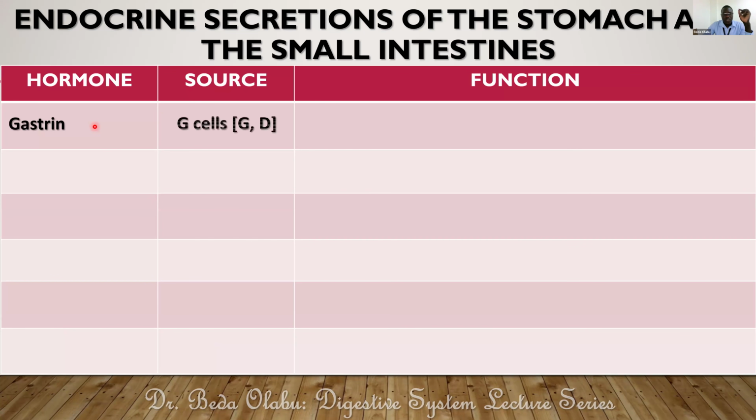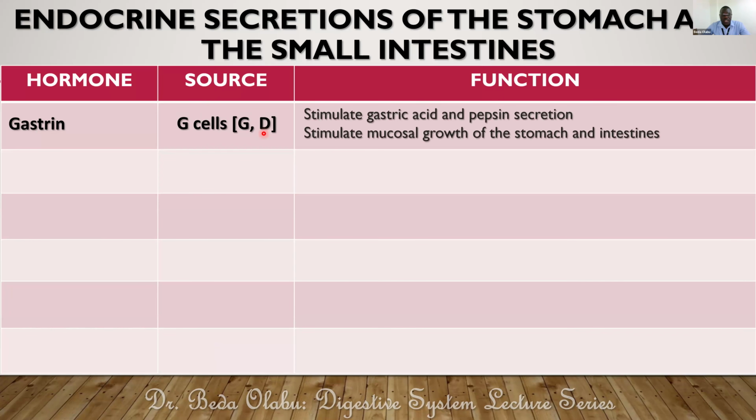Gastrin is one of the hormones which is produced by the G cells. The G cells are found in the stomach, G for gastric, and in the duodenal wall. The role of gastrin is to stimulate gastric acid production. It also stimulates the production of pepsin, the enzyme. The other function it does is stimulate the mucosal growth of the stomach and intestine, helping the stomach and intestine to regenerate their epithelium. So basically, helping protection.